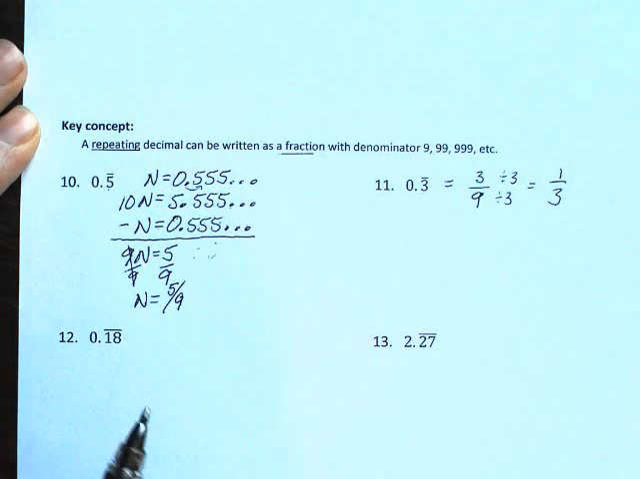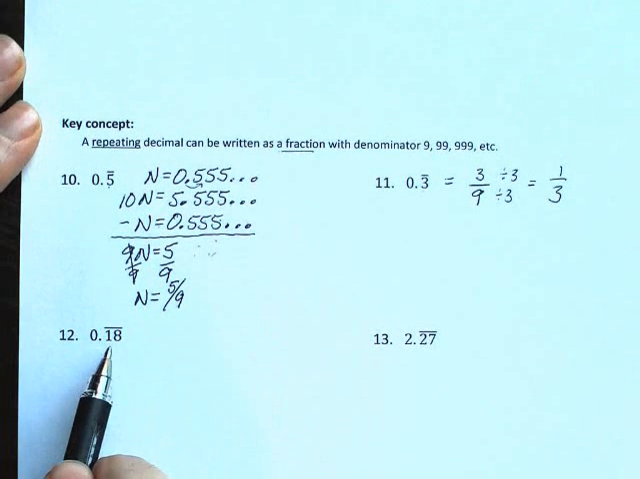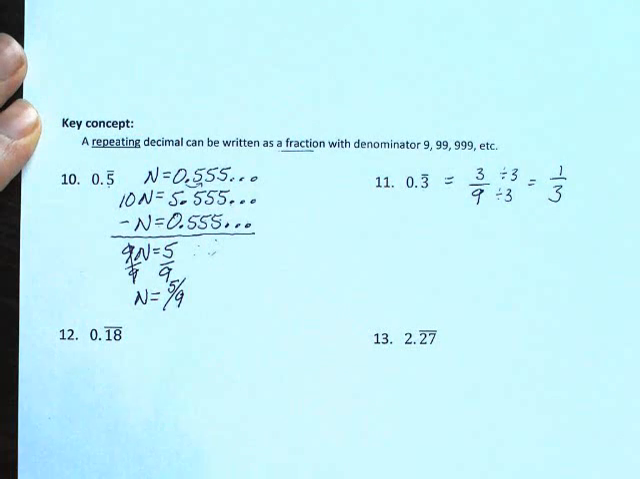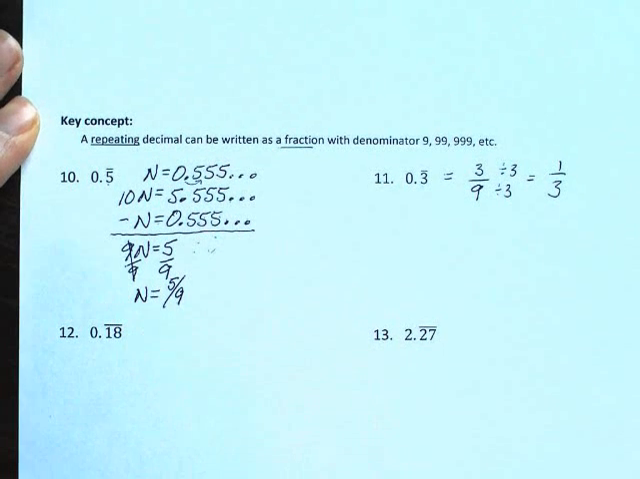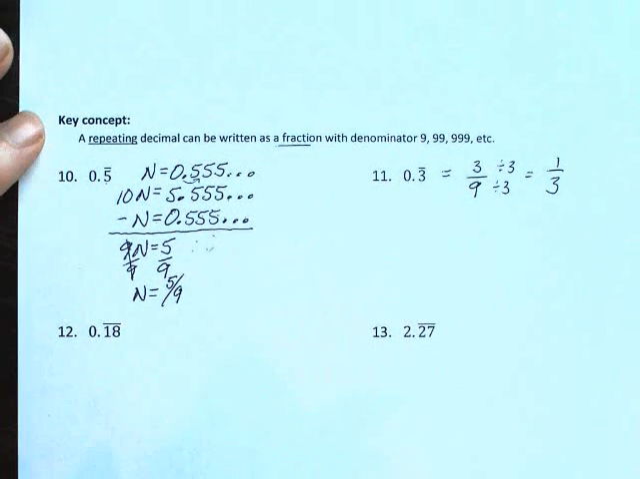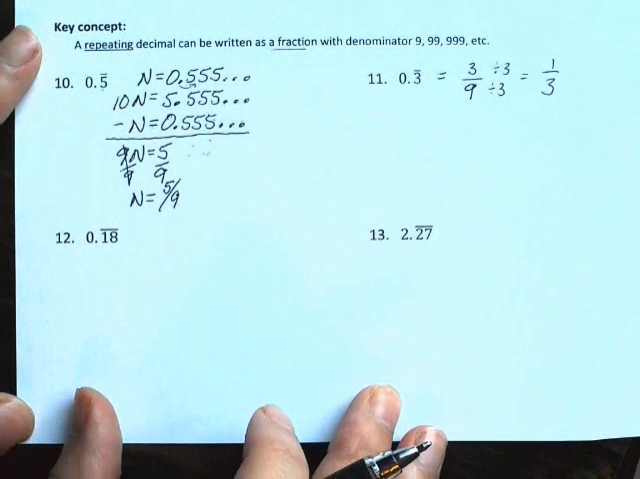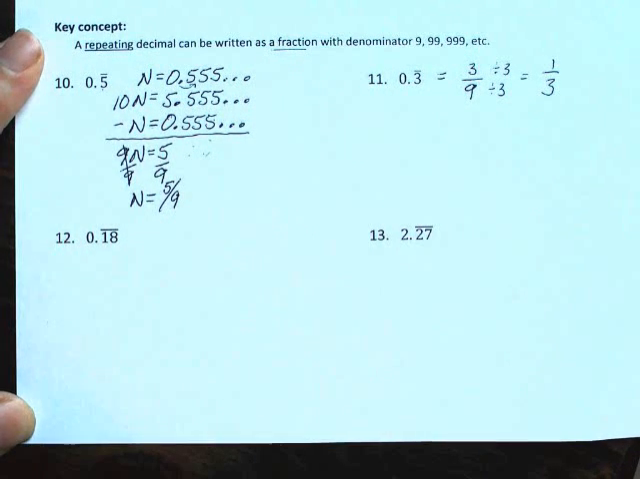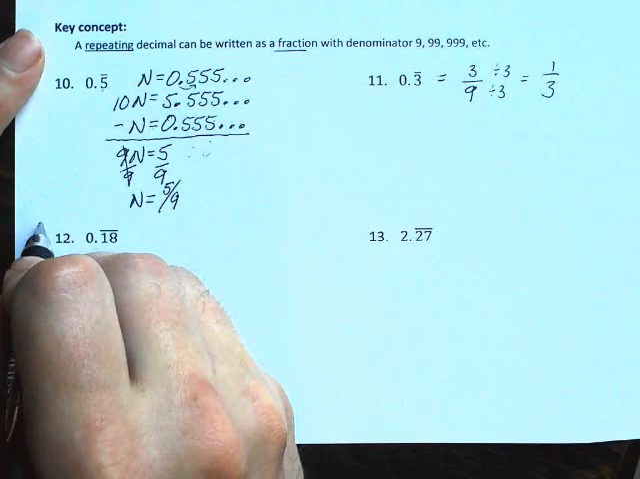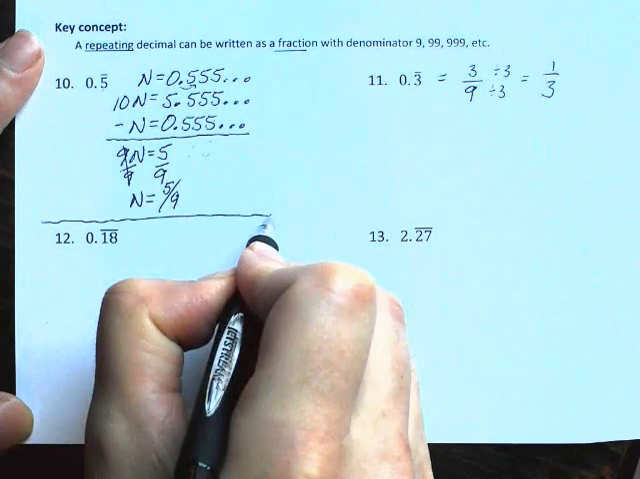Now the next one, problem 12. I'm going to work this one out on the paper using some algebra. That's going to just provide you the foundation for why the denominator turns out to be what it is. And then I'm going to ask that you try 13 on your own. So here we go. We're going to work on problem 12.